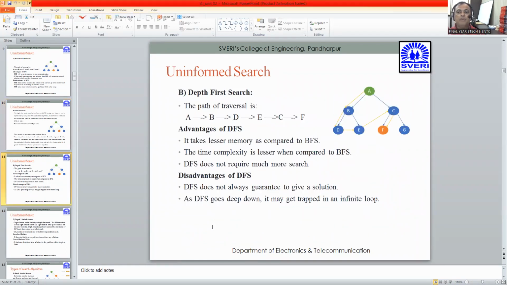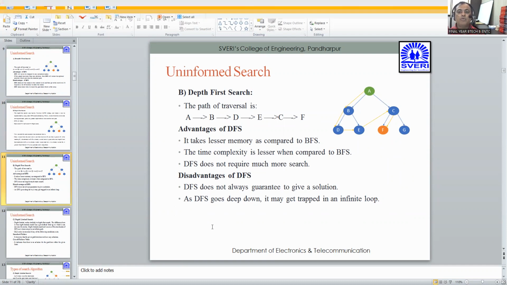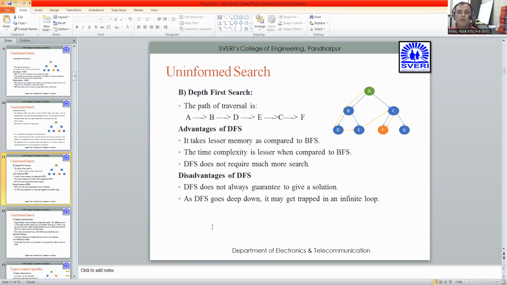So how will it go? It will go from A to B, D, then it will go to E. Now it will not go to B and A, right? While traveling the route, it will not consider B for backtracking, because it knows that B and A are completely utilized. After E, it will directly go to C and then F. So this is the depth first search.